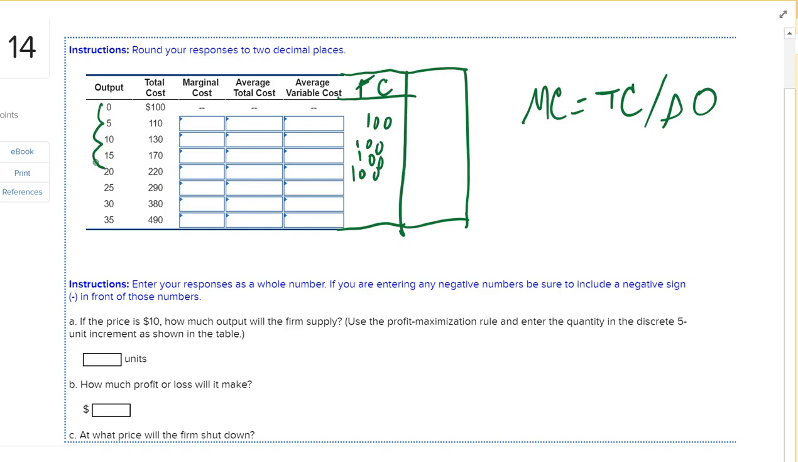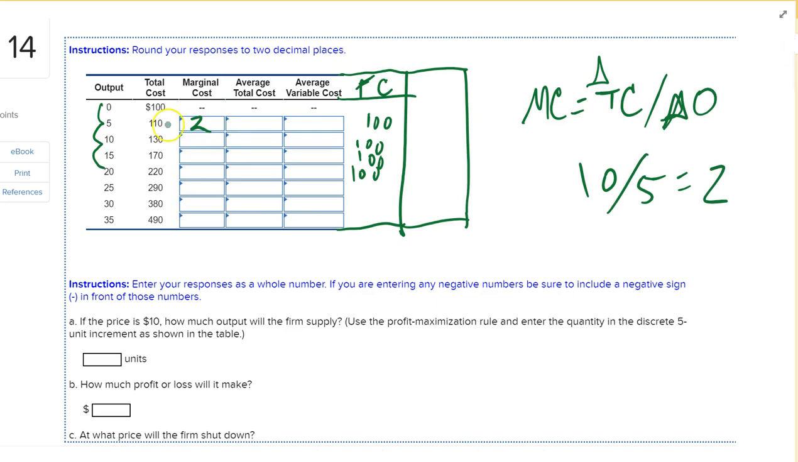So my total cost is, the change is 10, 100 to 110. But the change in output is 5. So I'm going to go change in total cost, and that is 10. Change in output is 5. So for my first 5 units, marginal cost is 2. So you got to watch out for that one.